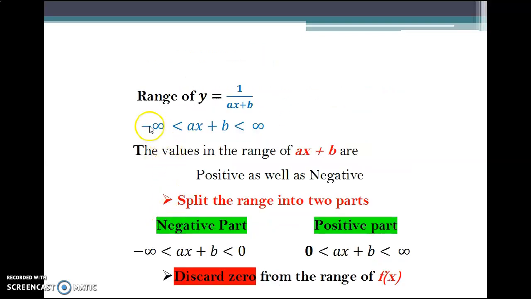For example, let us find the range of y equals 1 upon ax plus b. The range of the linear function ax plus b is from minus infinity to infinity. The values in this range are positive as well as negative. So, we split the range into two parts. Negative part is from minus infinity to 0 and positive part is from 0 to infinity. Of course, we discarded 0 from the range of f(x).